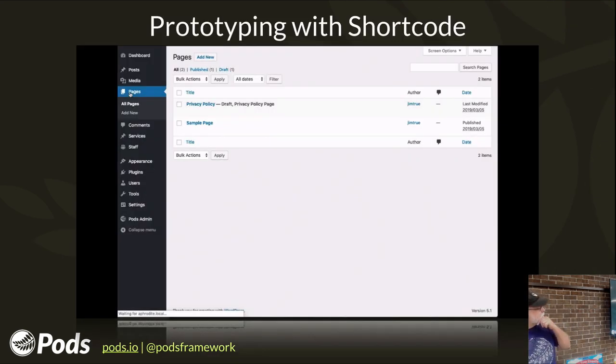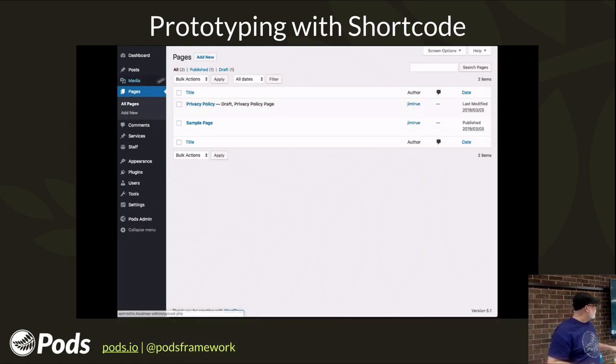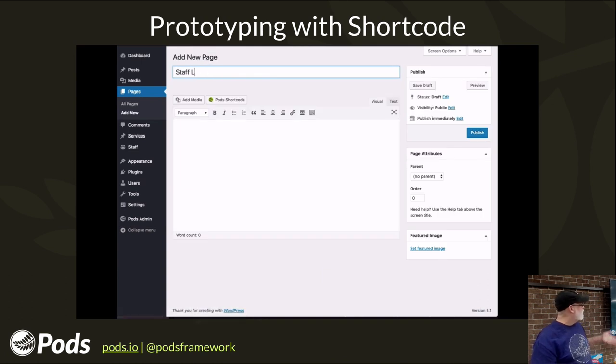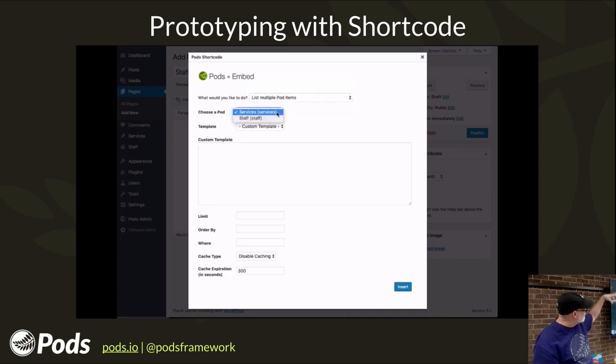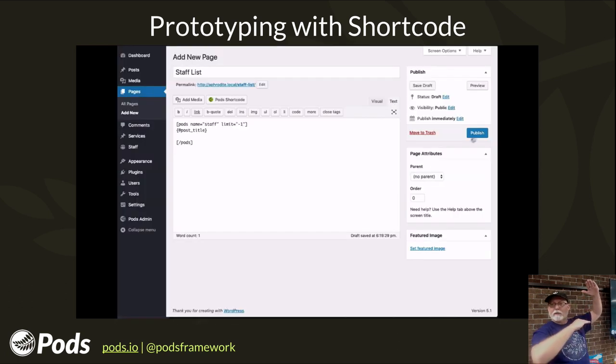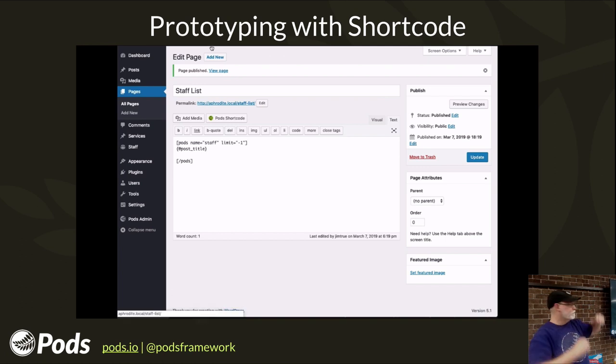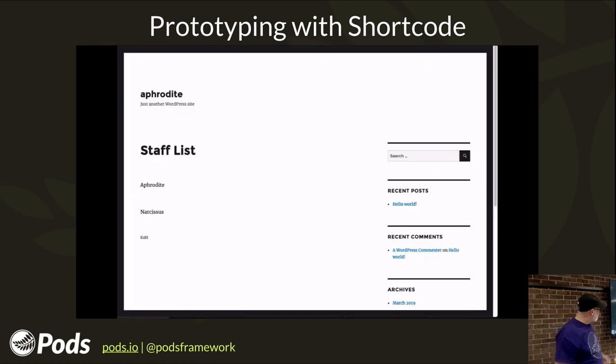So we're going to start prototyping with a shortcode. I'm going to show you how easy it is to get content on a page using Pods. It's not going to be pretty, but at least it shows you how it works. So we're going to add a new page. We're going to call it staff list. We're going to go into the Pods shortcode button and display a list of multiple pod items. Select staff from the pod, and right here we're just going to put post_title and a carriage return break. I'm going to put -1. It's not required, but if you don't put that, it'll stop at the number of posts that your website shows. So once you hit update, you get a list of Aphrodite and Narcissus.